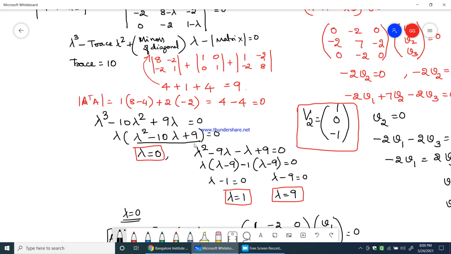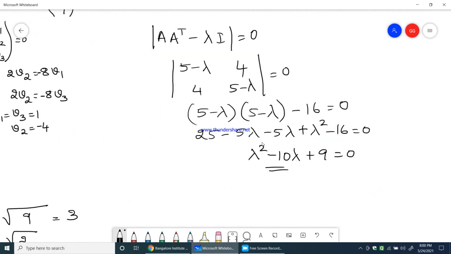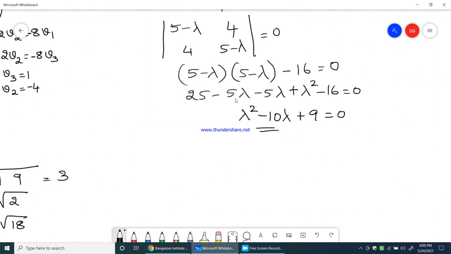Okay, so while finding out the eigenvalues for A into A transpose, those eigenvalues will be the same as what you get for A transpose into A. So these two eigenvalues will be among the eigenvalues that we get while finding V transpose. Therefore I will get lambda equals 1 and lambda equals 9. Now let us find out the vectors.